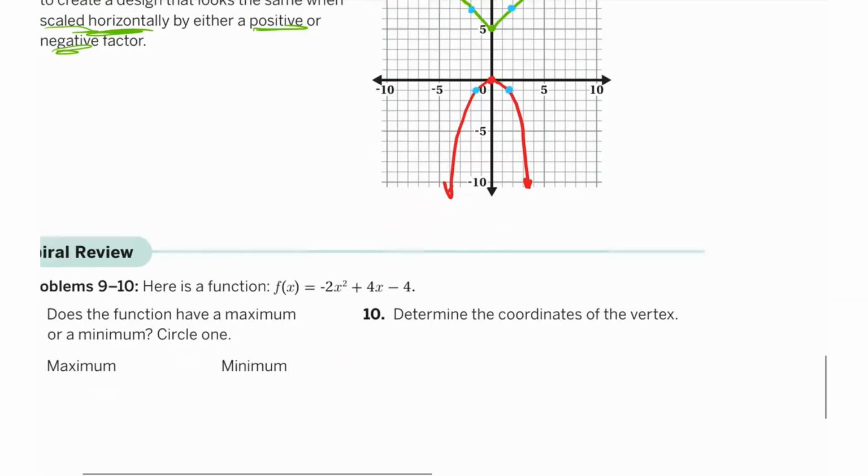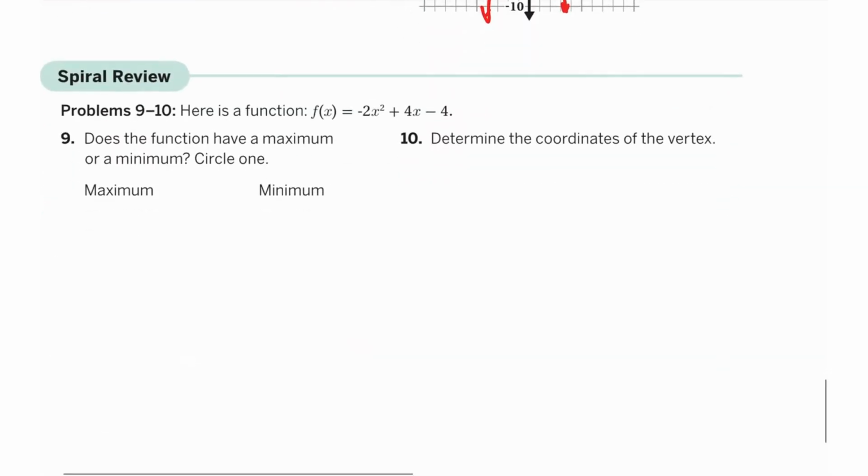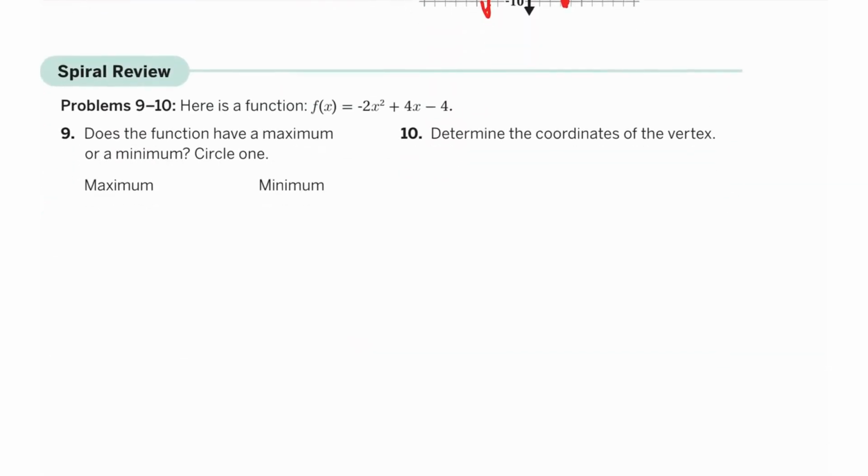That looks good. Onto our spiral review, problems 9 and 10. Here's a function, f of x equals -2x squared plus 4x minus 4. Does the function have a maximum or a minimum?